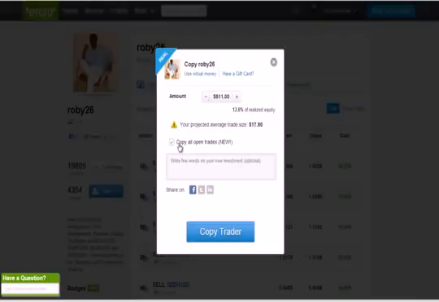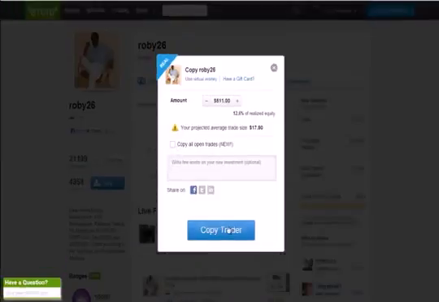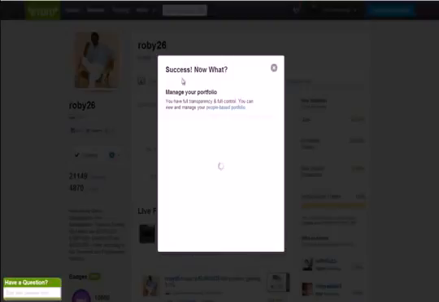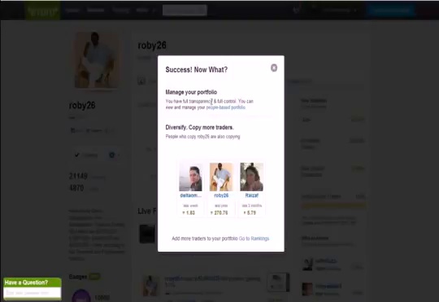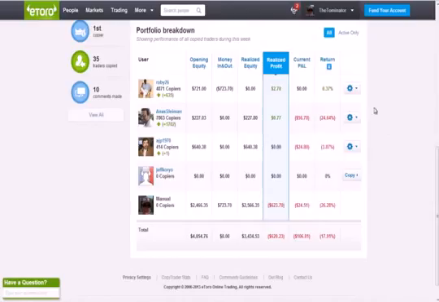We also have the copy all open trades box. It is initially checked, but by unchecking it, all the future trades will be opened and not the existing ones. That is your decision to make. Now, all that's left to do is click on Copy Trader, and that's it. Success. Manage your portfolio. You have full transparency and full control. You can view and manage your people-based portfolio. So let's click on it and see how we can manage our people-based portfolio.